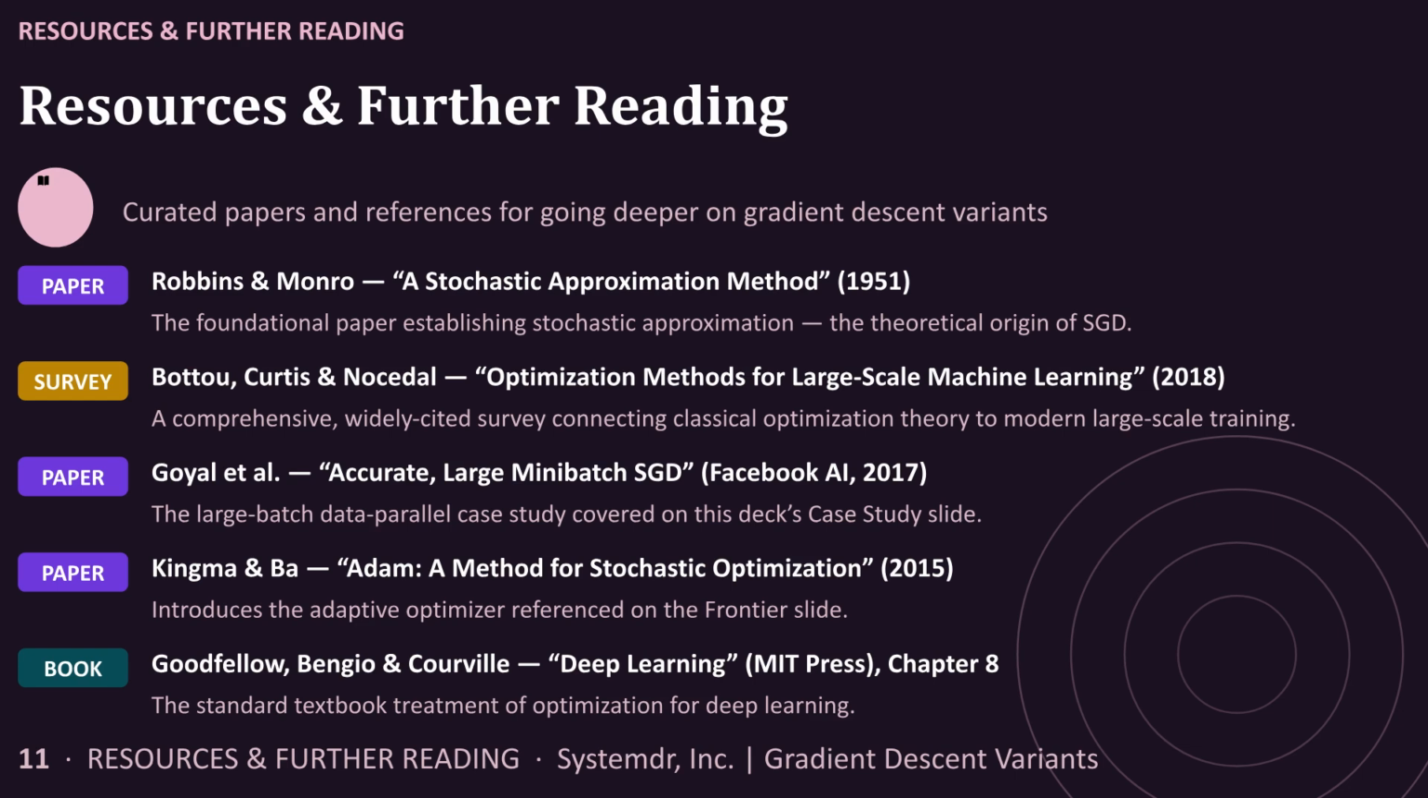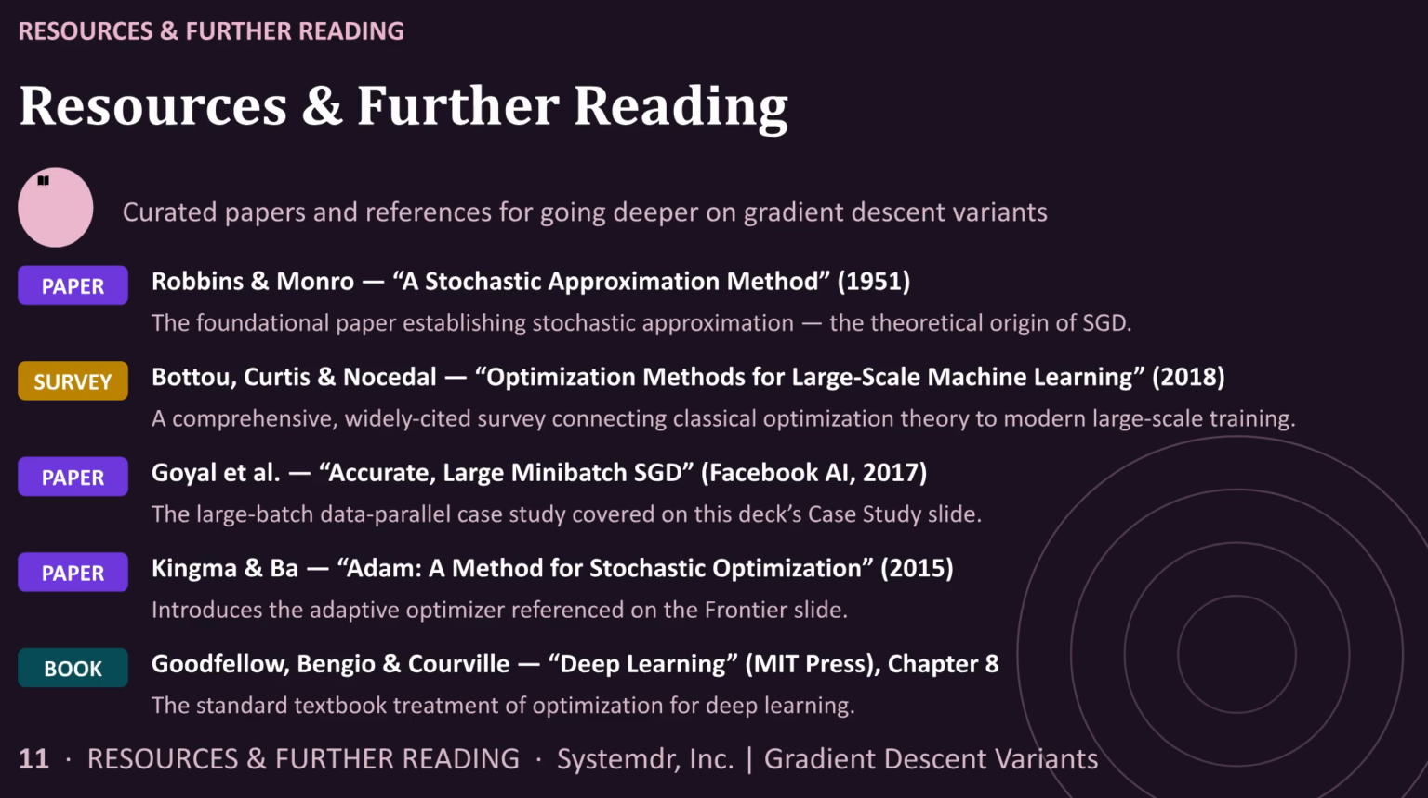Robbins and Monro from 1951, a stochastic approximation method. This is the historical root of everything we talked about today, decades before deep learning existed. Bottou, Curtis, and Nocedal's 2018 survey, Optimization Methods for Large-Scale Machine Learning. The best single bridge between classical convex optimization theory and the large-scale non-convex setting we actually work in. The Goyal paper from our case study, the full write-up, including the exact hyperparameter schedule they used.